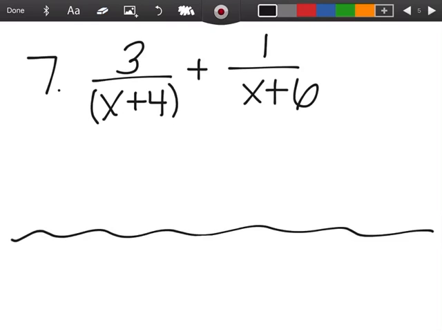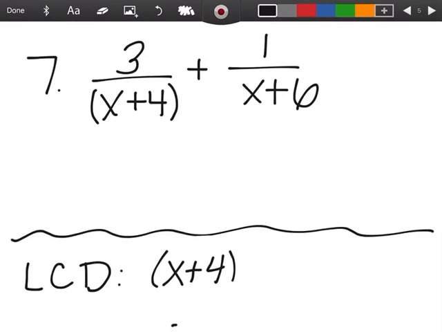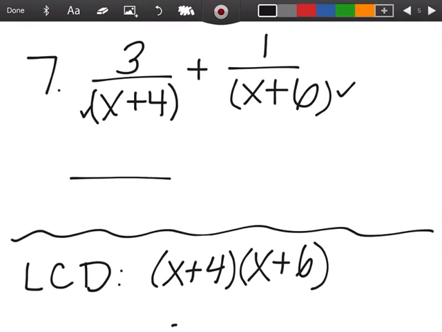And so here's what I have to do. I have to recognize that the first denominator has one factor, x plus 4. So when I go to create the least common multiple or least common denominator, it's going to have to have the quantity x plus 4. It's going to need to be accounted for. And then in the second fraction, the denominator is x plus 6. So I need to account for the x plus 6. So the least common denominator is the quantity x plus 4 times the quantity x plus 6.